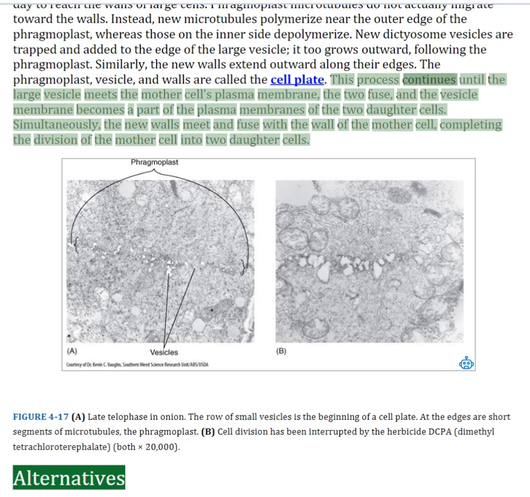This process continues until the large vesicle meets the mother cell's plasma membrane, the two fuse, and the vesicle membrane becomes a part of the plasma membranes of the two daughter cells. Simultaneously, the new walls meet and fuse with the wall of the mother cell, completing the division of the mother cell into two daughter cells.